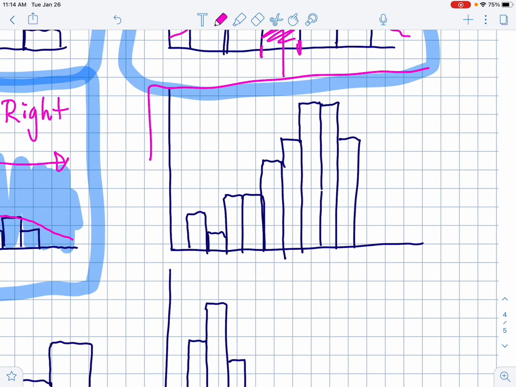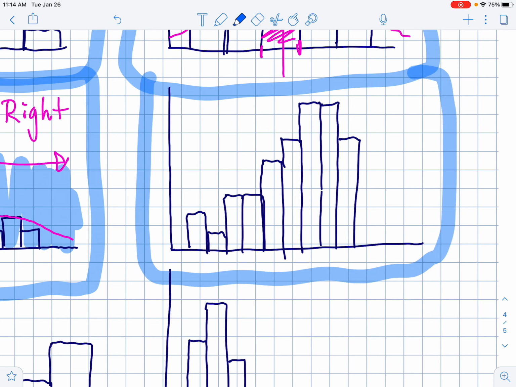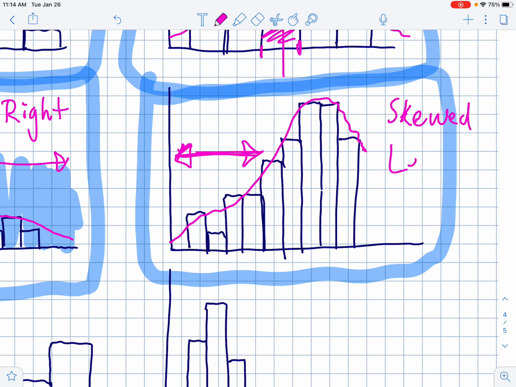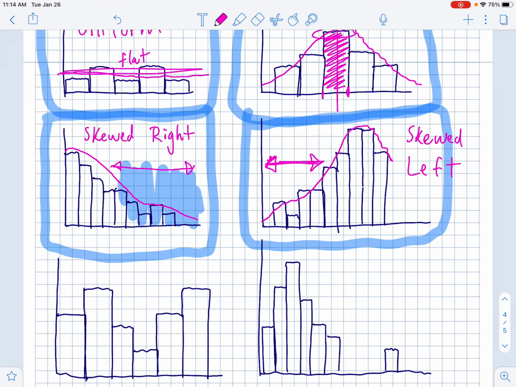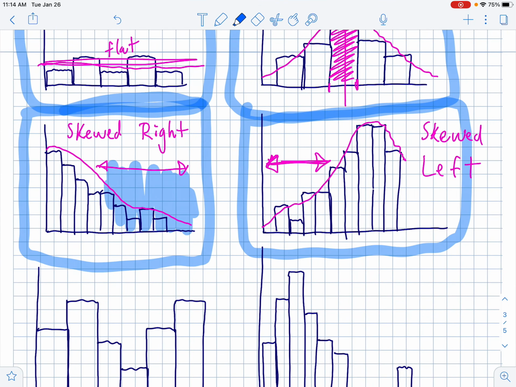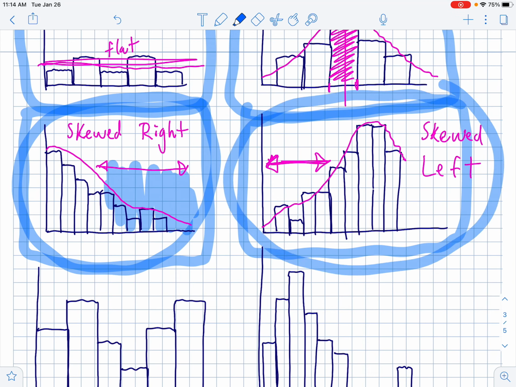Same thing with this graph right here. Do you see how if you trace the outside of it, it's pushed to the right, which means the left-hand side is the side that's stretched out. So for this, you would say skewed left. So this graph is skewed right, even though it's pushed to the left, and this one is skewed left, even though it's pushed to the right. There's a lot of things like that in math that are backwards of how intuitively they should be.